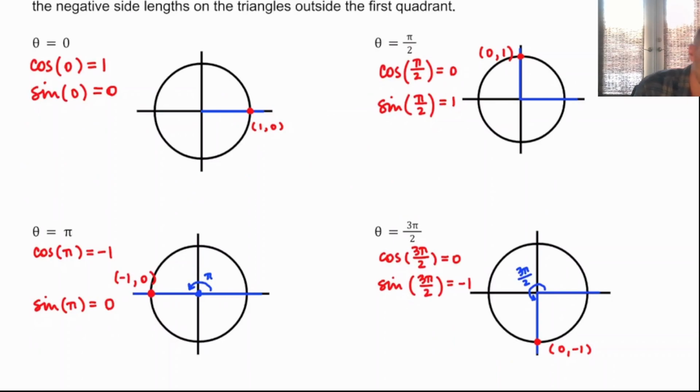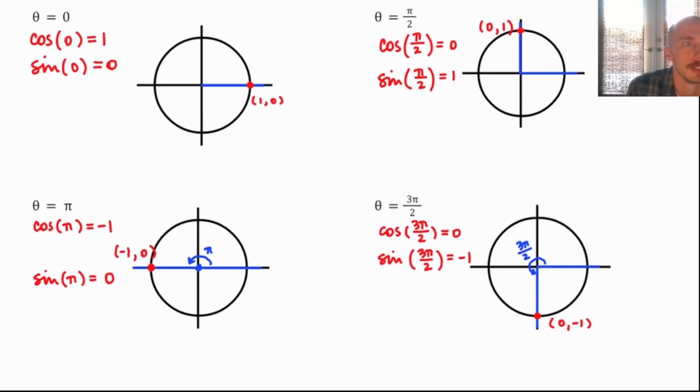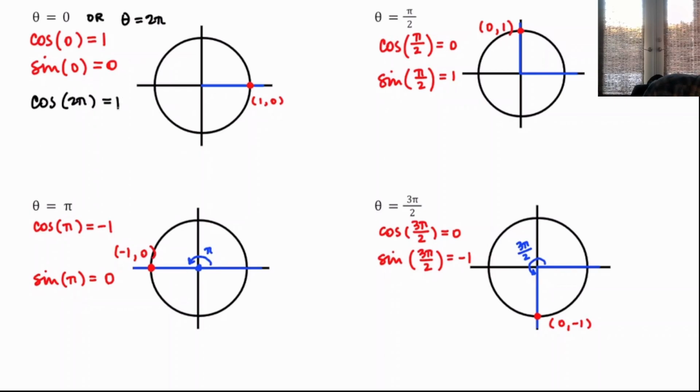All right, before I moved on, I wanted to talk about 2 pi. Theta equals 2 pi is in the same spot as theta equals 0. If I make a whole rotation, I'm back to where I started. So this one could also describe theta equals 2 pi. That means cosine of 2 pi is also going to equal 1, and sine of 2 pi is also going to equal 0, because they are what we're about to call, in the next video, coterminal angles. So let's go in and do a few more examples.